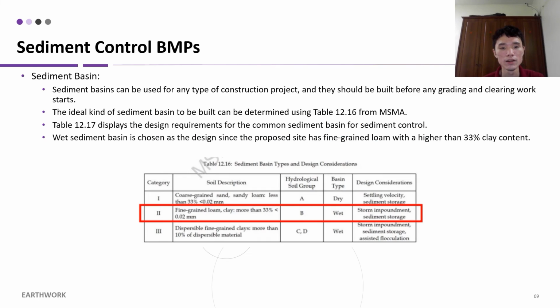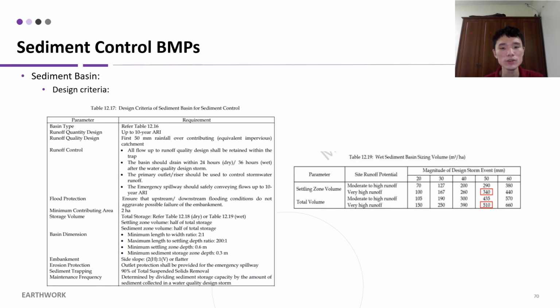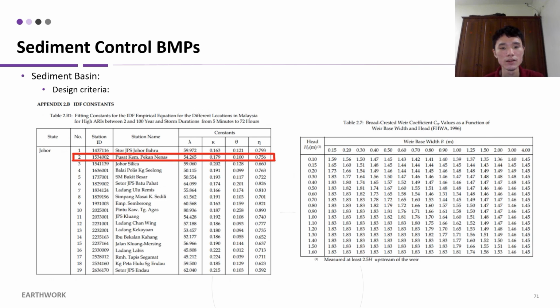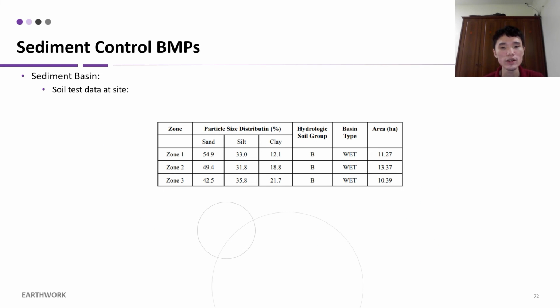Next is the design of sediment basin. Wet sediment basin is chosen as the design since the proposed site has fine grains loam with higher than 33% clay content. The table below shows the design criteria and sizing volume for sediment basin. We conclude the soil test data at site. All zones have the same hydrologic soil group, which is B, wet basin type. The percentage of particle size distribution and area for each zone is recorded.